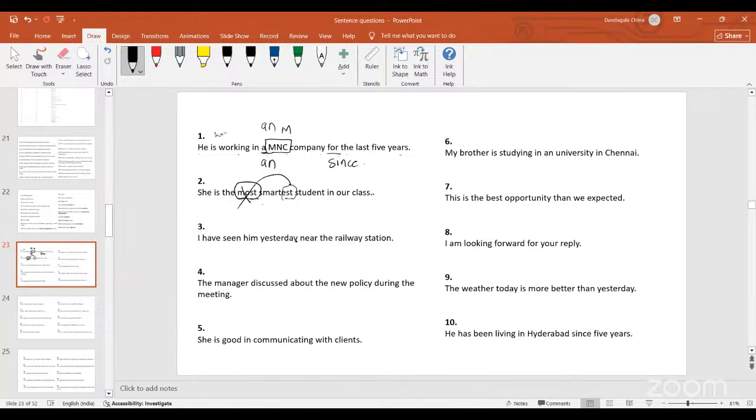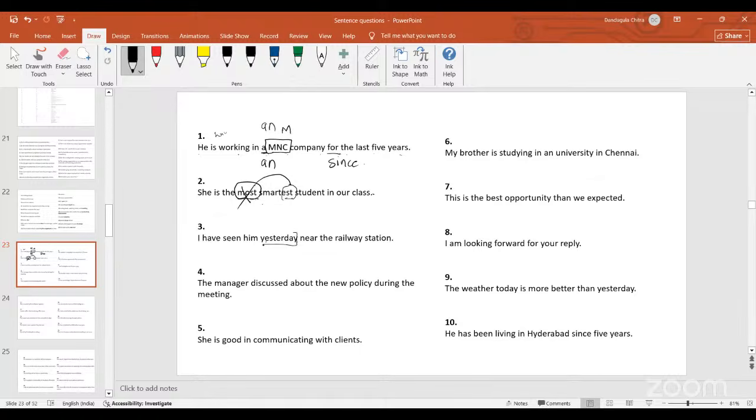I have seen him yesterday near the railway station. I had seen him, sir. I saw him yesterday near the railway station, sir. Because it represents the simple past tense, sir. Yes. In simple past tense we use saw. See, saw. Excellent.